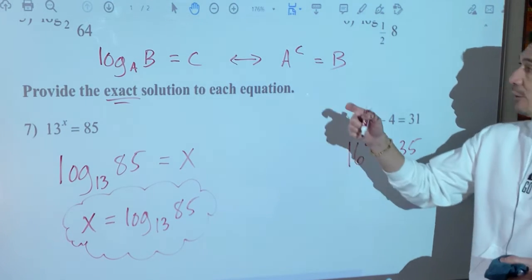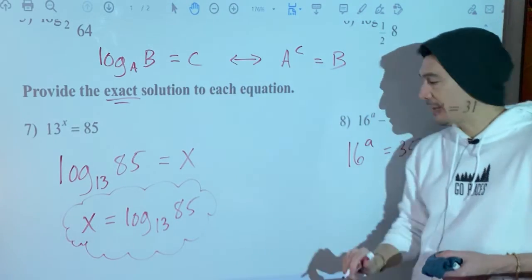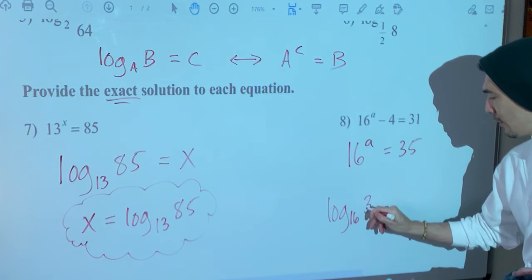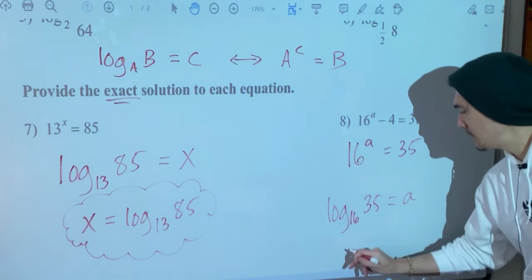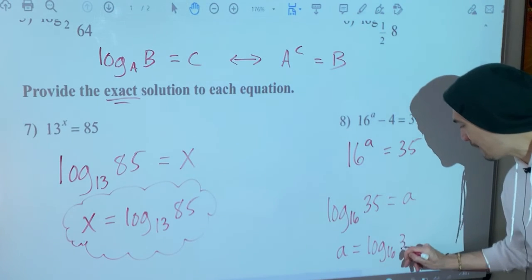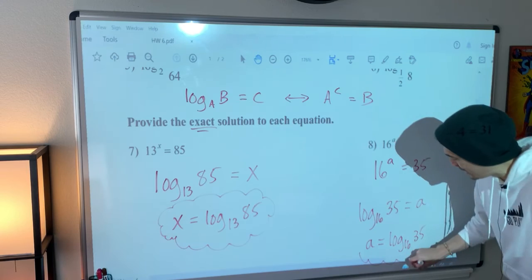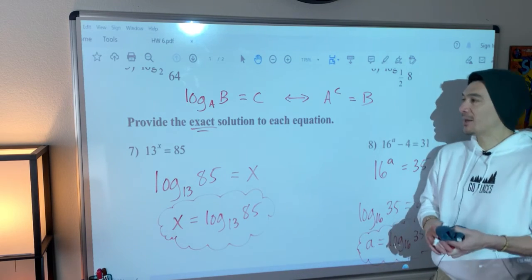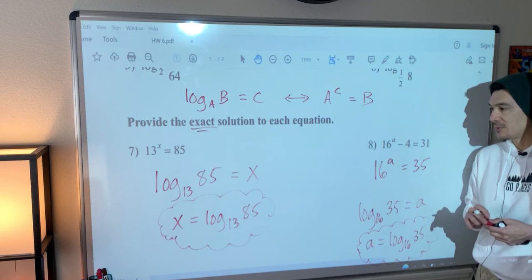And now we can go from exponential back into logarithmic form, and that would say this. Log base 16 of 35 equals a, and so we are essentially done. a equals log base 16 of 35. So you guys know that these techniques are going to become more interesting as time goes, and so next time we meet, we'll do something a little more advanced.